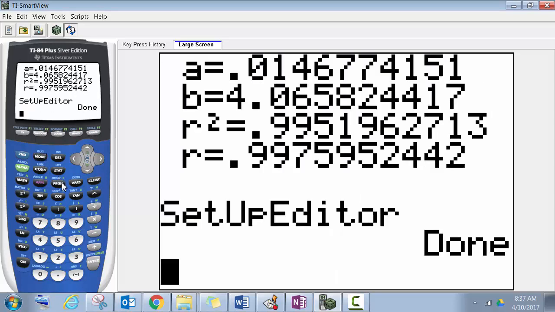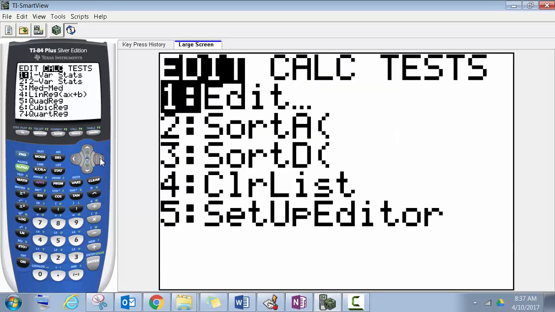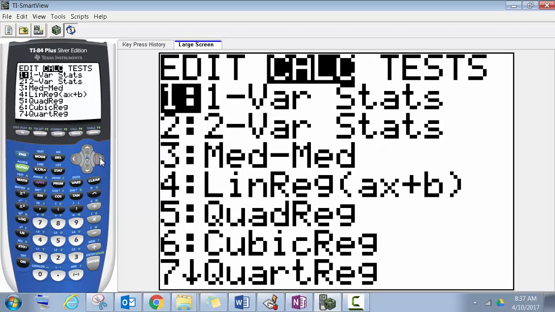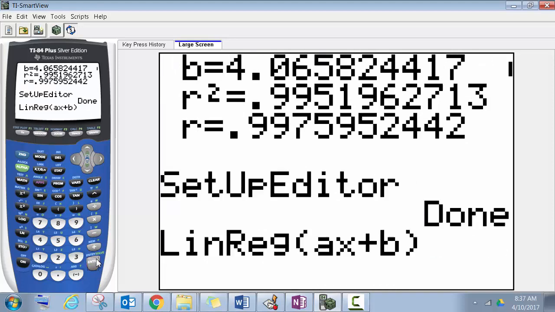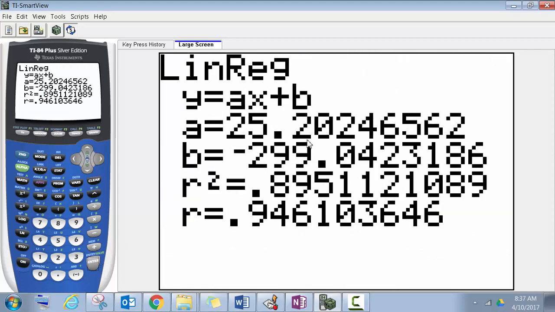So also we want to do linear regression. So we have our A and B, our R squared and our R. R value is not bad. 0.94, 0.95, we round it. Not bad. But our graph didn't look linear.